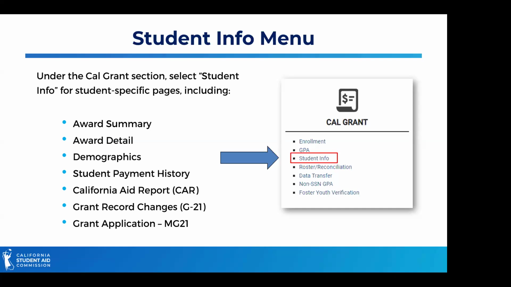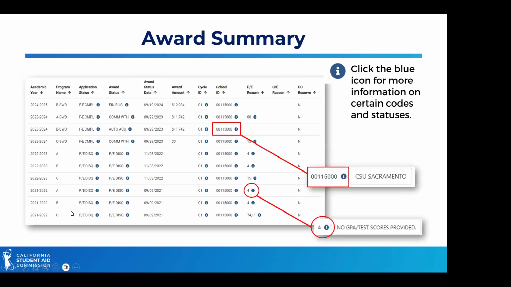Like, why was a student on my roster last week and they're no longer on my roster? So when you look through some of these other screens, you can paint a better picture of what has actually happened with that student's record. Now I'll take you through the first screen, the award summary.